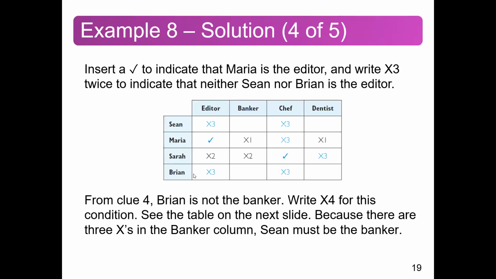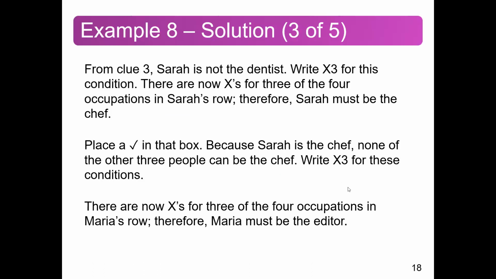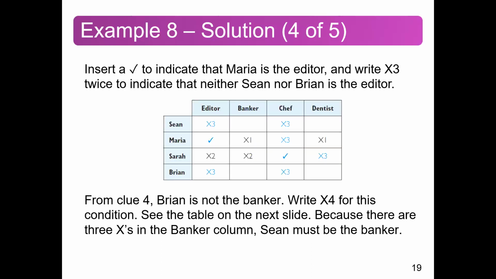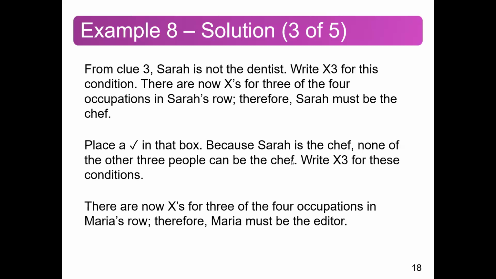Therefore, Sarah must be the chef, right? So you are now sure that Sarah is the chef because in Sarah's row, there are X's for editor, banker, and dentist. So you place a check because Sarah is the chef. None of the other people can be the chef. Therefore, you write X3 for the other items in the chef column. Right? Because we already know that Sarah is the chef.